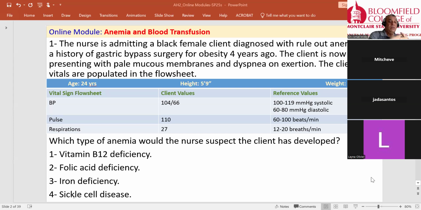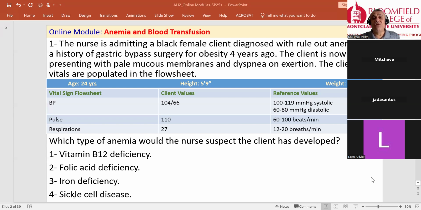Which one? Could it be iron deficiency? Iron deficiency. B12. Remember, we already went over this, right? And we said B12. So we have specific cells in the stomach. Their function is to produce the intrinsic factor. B12 without this intrinsic factor will not be absorbed.